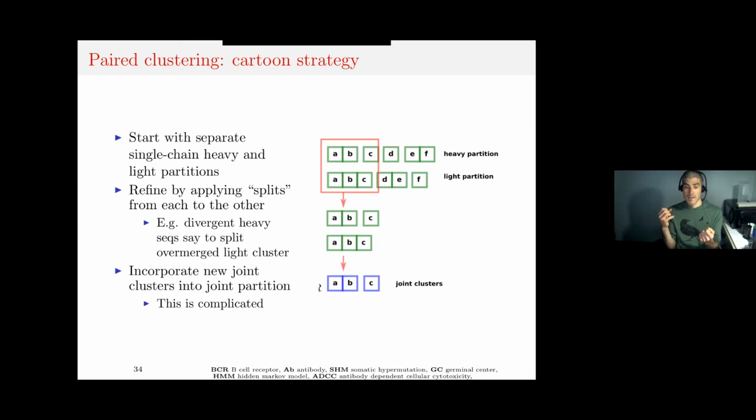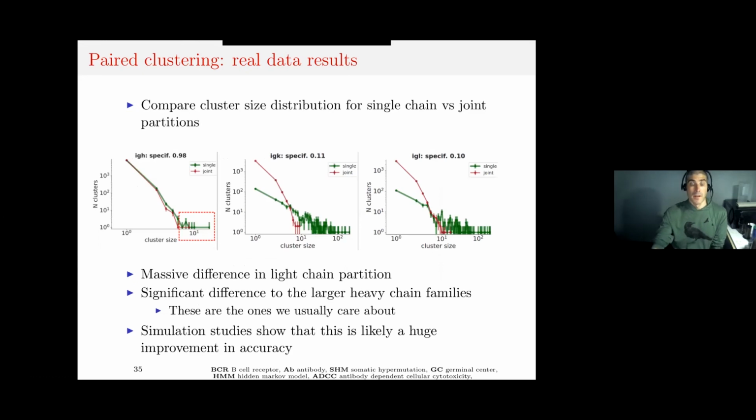So this means that when we want to join together information from these two, what you want to do is basically apply the splits from one partition to refine the other partition and vice versa, so that the joint clusters you get out of this are going to be the splittiest ones, the splittier ones from both cases. And then to use this in practice, there's some fairly complicated steps to incorporate these joint clusters back into the partition you're making that has a bunch of overlaps that I'm just going to completely gloss over here.